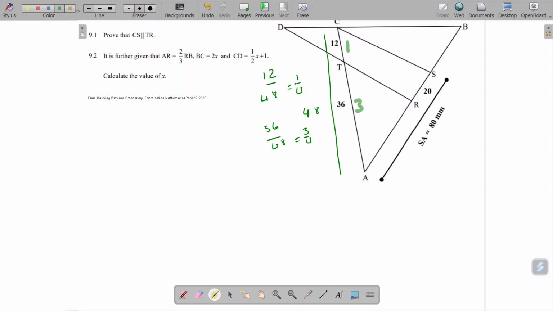If I now take my gaze over to the bottom right, if this is 20 and this length is 80, we can see again that this is in the proportion 1:4, which means that this missing piece here would be in the proportion of 3:4.